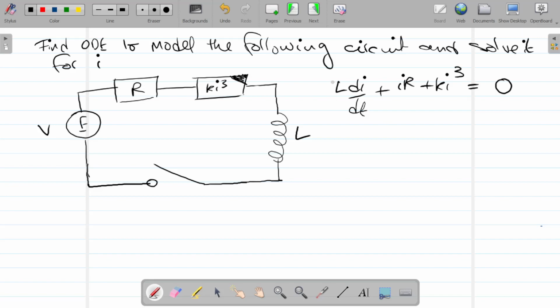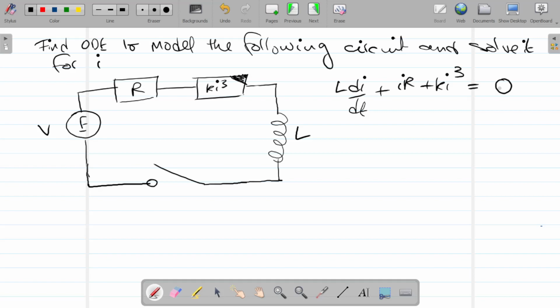So the equation on the right is the ordinary differential equation that describes this circuit. So we've got the voltage across the inductor, L di by dt. We've got the voltage across the resistor, which is IR, and we've now got a voltage of Ki cubed. And we want the total voltage to be 0. So how do we go about solving this equation?